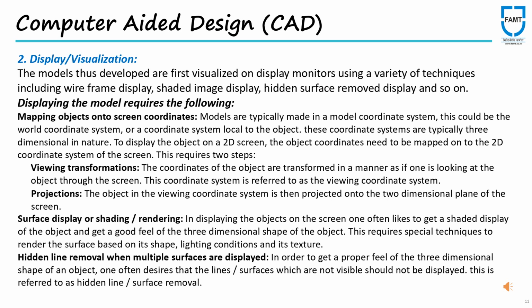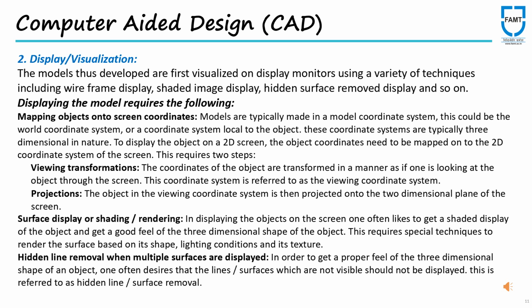Now see, models are typically made in a model coordinate system. It may vary from one model to another. This could even be the world coordinate system, and a local coordinate system as well. These coordinate systems are typically three-dimensional in nature. Now to display an object on a 2D screen, the object coordinates need to be mapped to the 2D coordinate system on the screen. Now this is done in two steps.